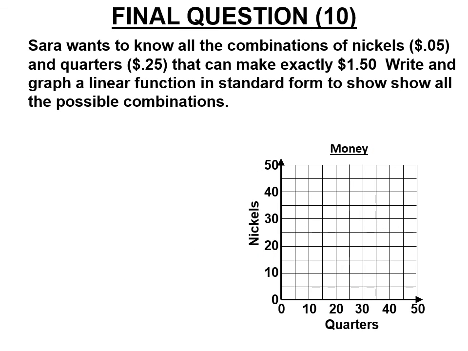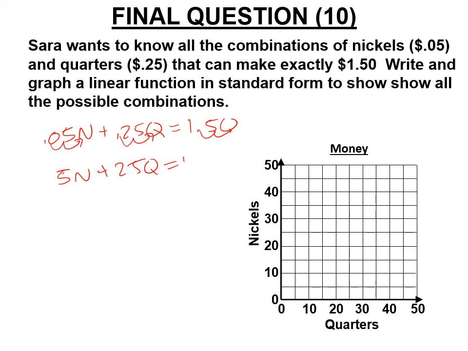Okay, so final question. Nickels are 5 cents, quarters are 25 cents, and we have exactly $1.50. That's our standard form linear function. If you want to clear the decimals, you have to move everything twice in every term. You have 5n plus 25q equals 150.